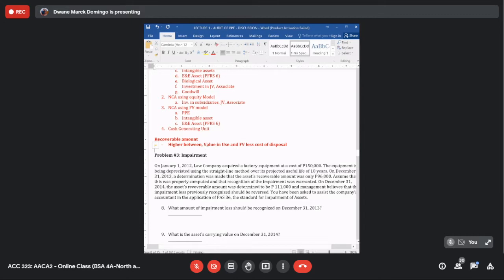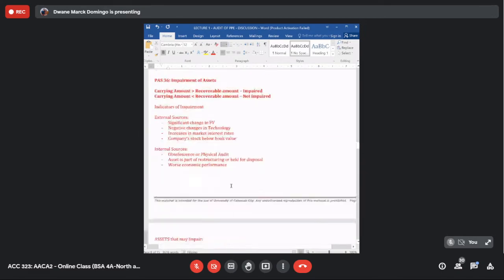So kasi si company may two choices yan yung asset niya. Yung mga na-impair na asset, meron siyang two choices. It's either gagamitin pa niya or i-dispose na niya in the future. So kung mas mataas yung value in use mo, ibig sabihin mas malaki yung chance na gagamitin pa yung asset kahit na impaired pa siya. Kaya ang ginagamit is value in use. And pangalawa, kapag mas malaki naman yung fair value less cost of disposal, mas malaki yung chance na i-dispose yung asset in the future o ibebenta. So, yun yung rationale. Bakit higher? So, yun yung recoverable amount mo.